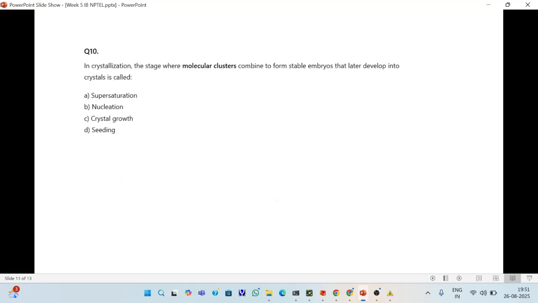In crystallization, the stage where molecular clusters combine to form stable embryos that later develop into crystals is called supersaturation, nucleation, crystal growth, seeding.